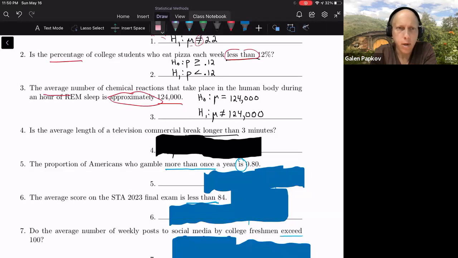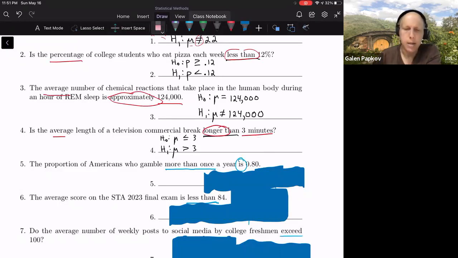Take a look at number 4 here. Is the average length of a television commercial break longer than 3 minutes? All right, longer. So average, longer, that's strictly greater than. And this is the value we're comparing to. So I should have a mu. I should have a mu greater than 3 in the alternative.